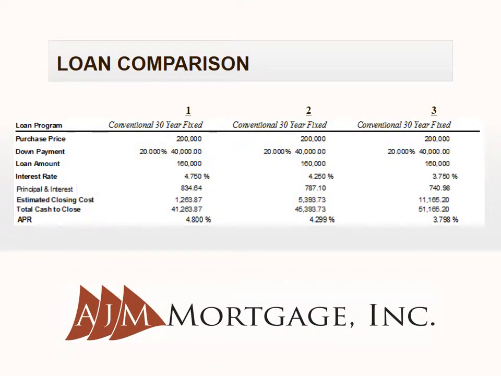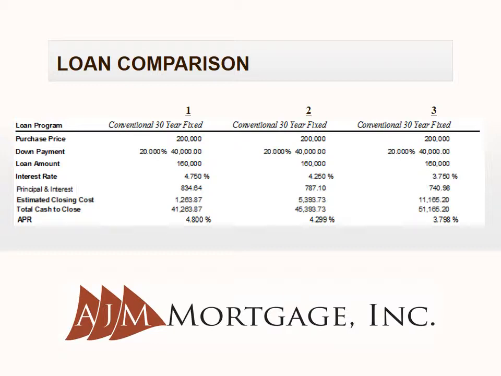In this illustration, we used a purchase as an example. Therefore, a down payment is calculated into the cash needed at closing. If you are refinancing, most of the time the closing costs can be financed in and there is no out-of-pocket expense. In column number 1, although the interest rate and payment are the highest, the cash needed at closing is the lowest. And in column 3, the interest rate is the lowest, but the cash needed at closing is the highest.